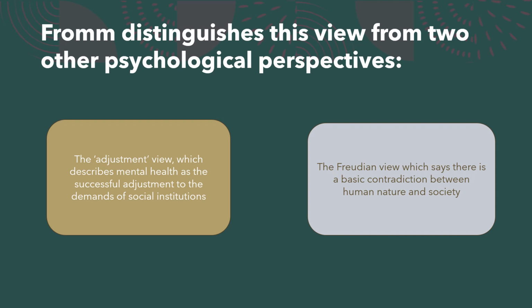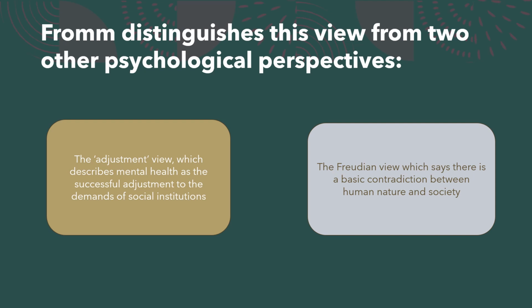The other perspective he disagrees with is the Freudian view, which talks about a basic contradiction, a basic conflict between human nature and society. Fromm doesn't believe that that's true, that there's a necessary conflict. There may be a conflict, of course, in particular cases between what society demands and what human nature needs, but there's no conflict in itself between human nature and society. You can have societies where human nature is healthy. You can also have societies where human nature is made unhealthy.